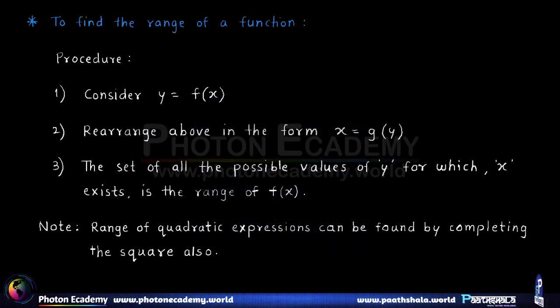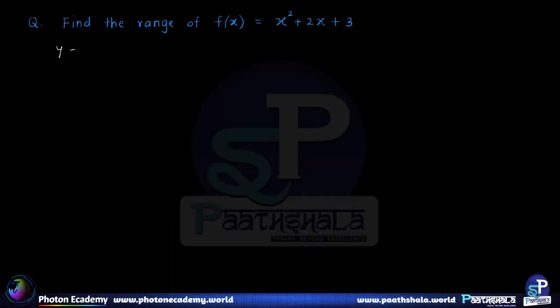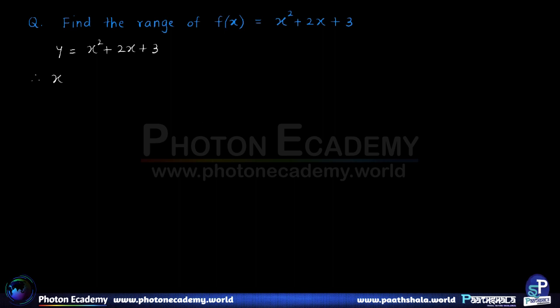So let us solve a few questions based on finding the range. Here we have to find the range of the function given as x square plus 2x plus 3. Now we'll solve this by both of the approaches. The first approach is by assuming y is equal to the function, that is nothing but x square plus 2x plus 3. Now since we have to express x in terms of y, let's visualize this particular equation as shown here, which is a quadratic in x.